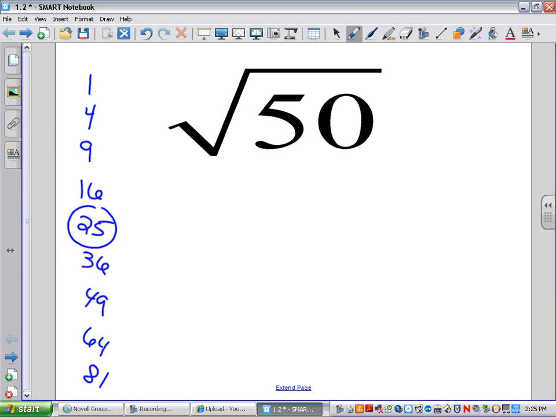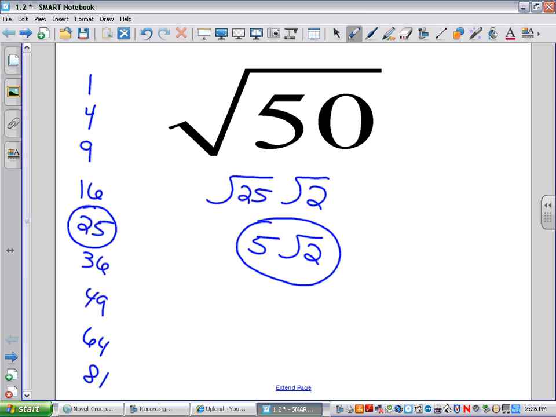The answer is this 25. 25 times what makes 50? That's 2. So I'm going to write this square root of 25 times the square root of 2. Again, because 25 times 2 is my 50. One more step. That is the square root of 25. You should know that to be 5. And I just bring down the square root of 2. There's my answer. It's now simplified.